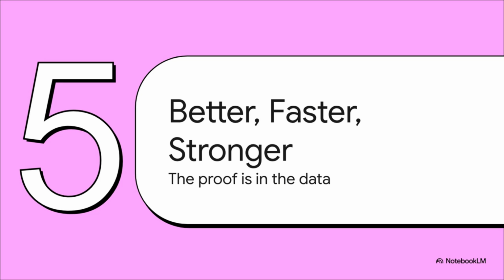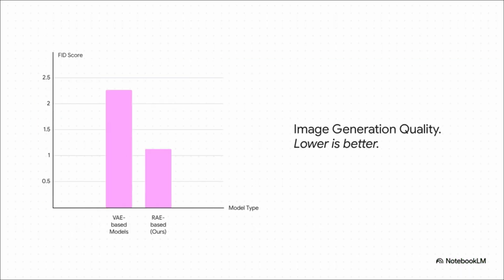Okay, so it's a brilliant idea, right? But the real question is, does it actually work? I mean, what do the numbers say? Well, let's just say the proof is in the data, and the results are pretty staggering. First up, quality. This chart shows a standard score for image generation quality, and here, lower is better. The old models were hovering up around 3 or higher. The new RAE-based models, they absolutely crush it, down at 1.13. That's a new state-of-the-art score. In plain English, that means the images it creates are way more realistic and way more accurate.